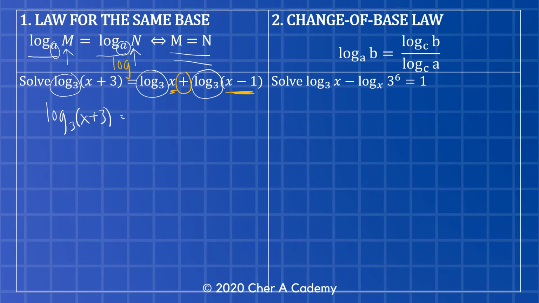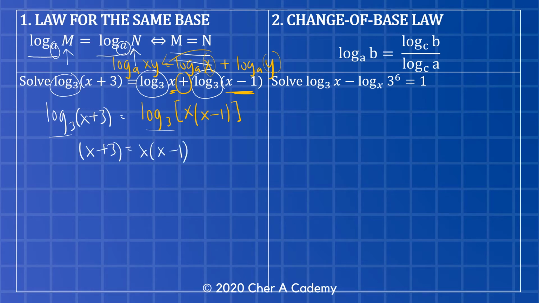A recap of the product law: log base a of xy, this is the product, equals log base a of x plus log base a of y. So I can simplify x and y in this manner in a product. So log base 3, put them together, I have x multiplied by x minus 1. Now my left hand side and my right hand side have the same log, same base, so I can get rid of them. I'll be left with x plus 3 equals x times x minus 1.